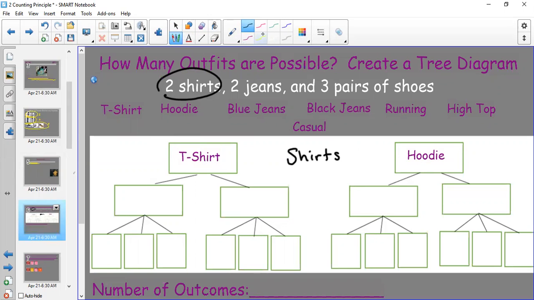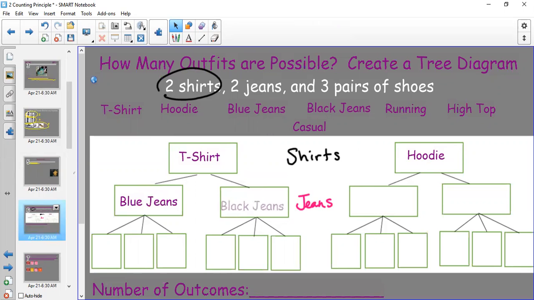Our second choice we have to make is our jeans. And we had two options there. So I could choose a t-shirt with blue jeans, or I could choose a t-shirt with black jeans. If I go to the other side of the tree diagram, I could do a hoodie with blue jeans or a hoodie with black jeans.